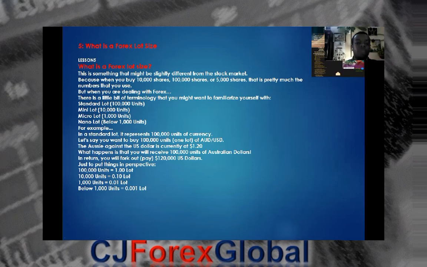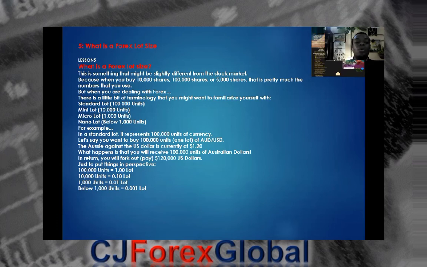What is lot size? This is something that might be slightly different from the stock market, because when you buy 10,000 shares, 100,000 shares, or 5,000 shares, that is pretty much the number that you use. But when you are dealing with forex, there are a few terminologies that you might want to familiarize yourself with. For standard lot size, you need $100,000 to be able to trade.